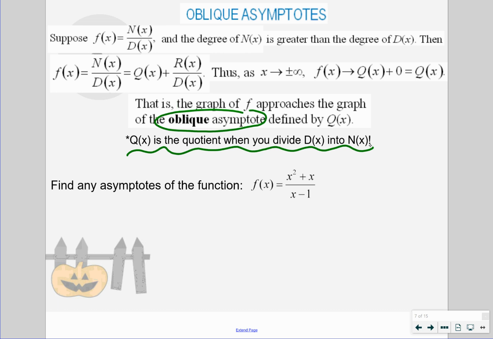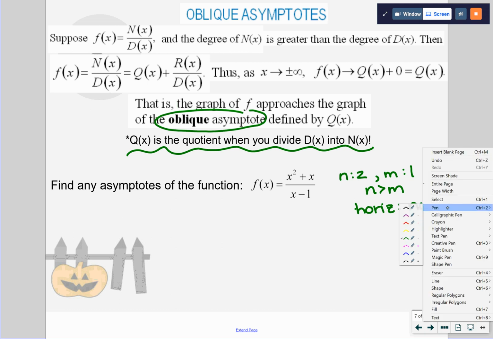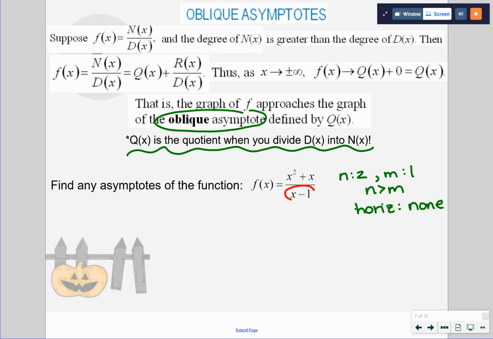It depends what you're dividing in. If you're dividing in something that's a linear term, you can use synthetic division. If you're dividing in something that is not a linear term, you have to use long division. So let's look at this one. Okay, so my n is 2, and my m is 1. n is greater than m. So as far as horizontal asymptotes go, there are none. That means I can instead find an oblique asymptote. Now I am dividing in a linear term here, so you can use synthetic division or long division if you want to use that. I'm going to use synthetic division.